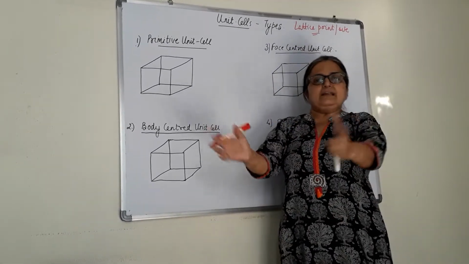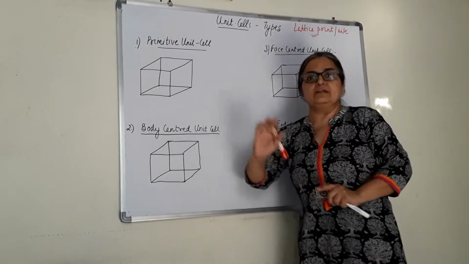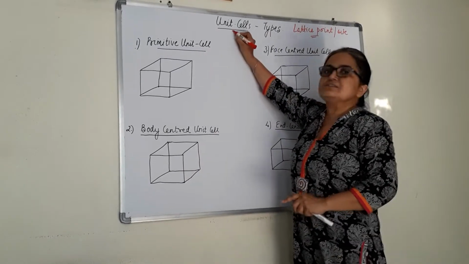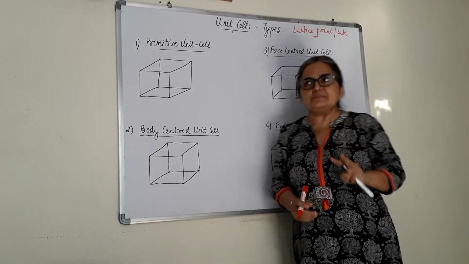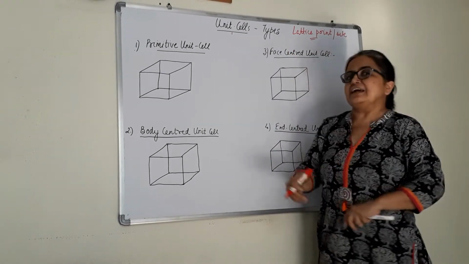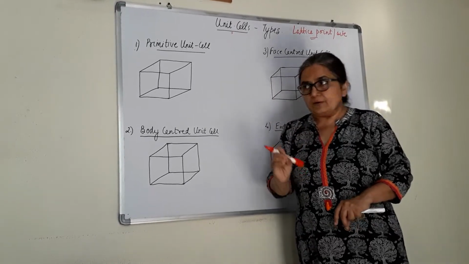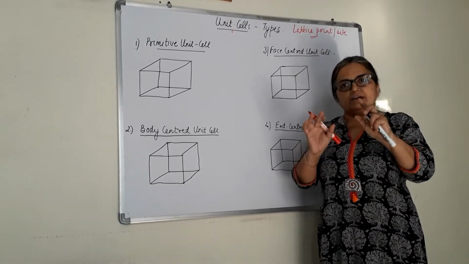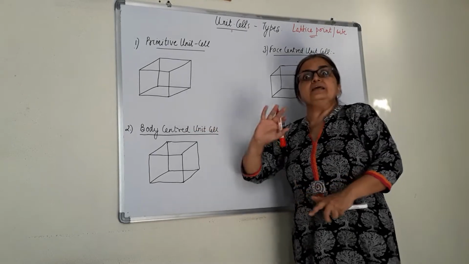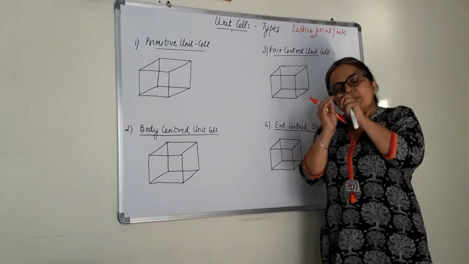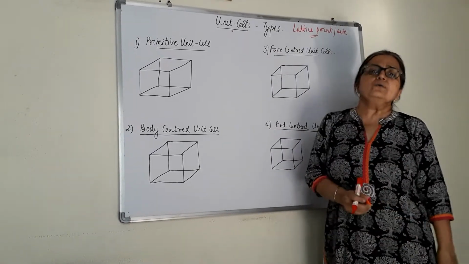And in the crystal lattice, the smallest portion which is being repeated throughout in three-dimensional space is called a unit cell. Is this clear, children? We have studied two new terms: lattice point or lattice site, the position where the constituent particle is present. These constituent particles, when arranged in a three-dimensional pattern, form a crystal lattice. And in the crystal lattice, the smallest portion which is being repeated throughout is called a unit cell.